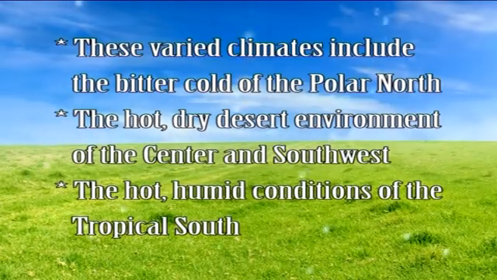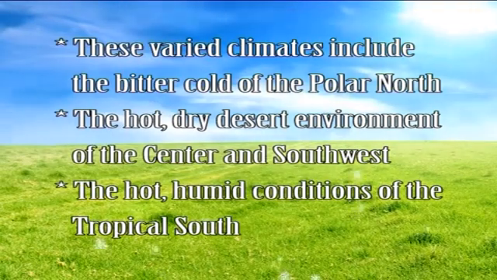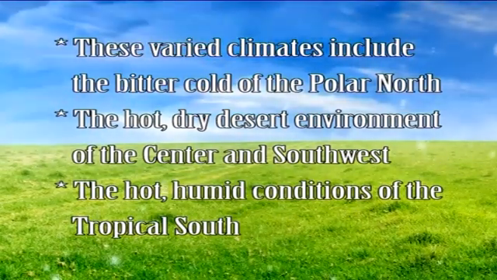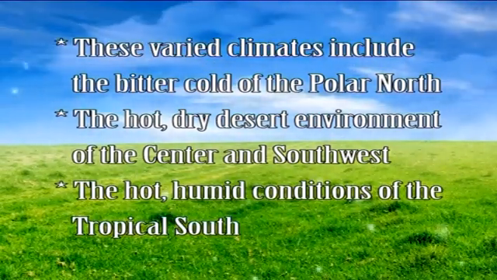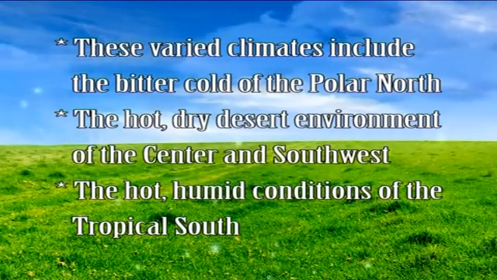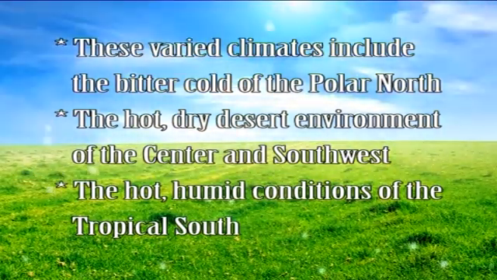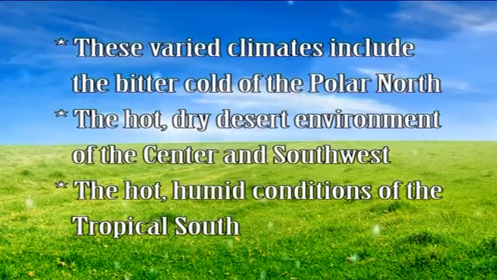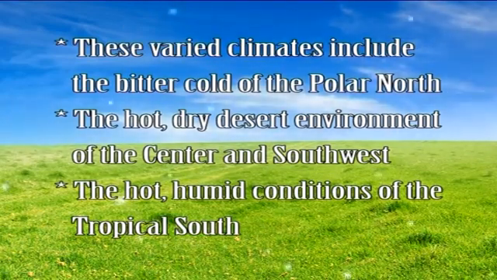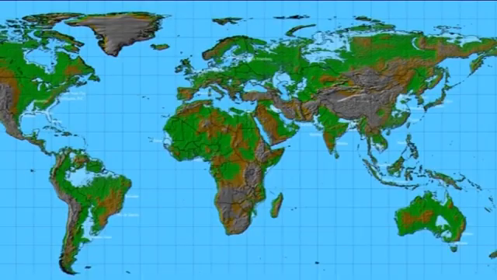These varied climates include the bitter cold of the polar north, the hot, dry desert environment of the center and the southwest, and the hot, humid conditions of the tropical south. The temperatures vary from over 100 degrees in some parts of Asia to below freezing in other parts. Monsoon winds influence much of Asian climate.